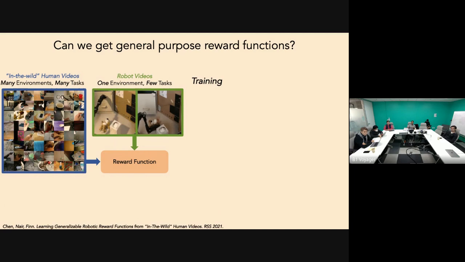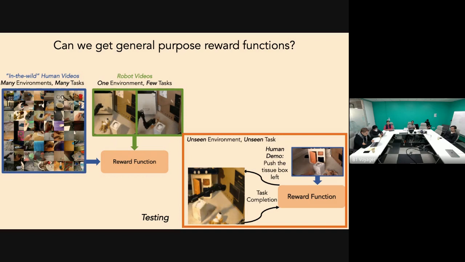And then the goal is that at test time, we can go into an unseen environment and an unseen task, give some form of task specification. In this work, it's in the form of a human video as opposed to language. But given some form of task specification, we get a good reward function that works, even though the reward function's never been trained on data from that environment or for that task necessarily. The core idea here is that the diversity that exists in these human videos should enable this reward to generalize better because it sees more tasks and more environments.